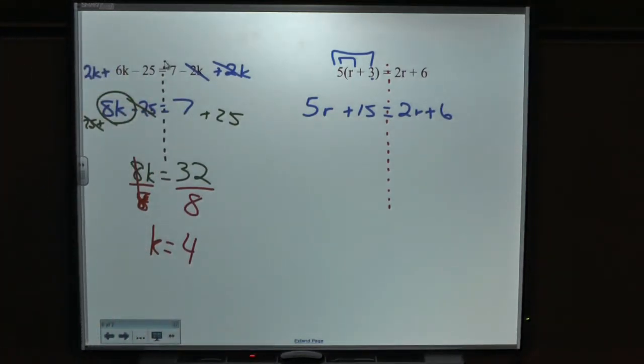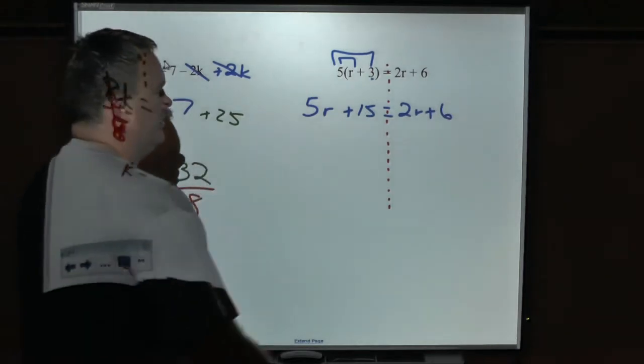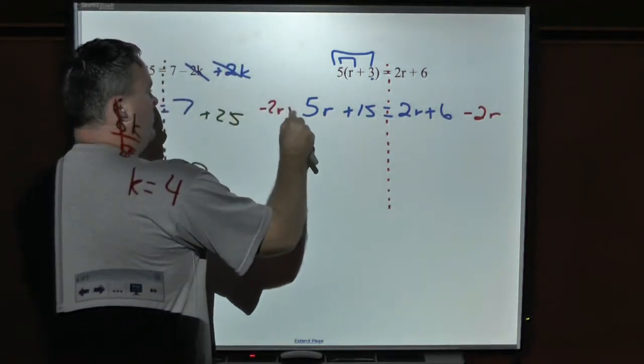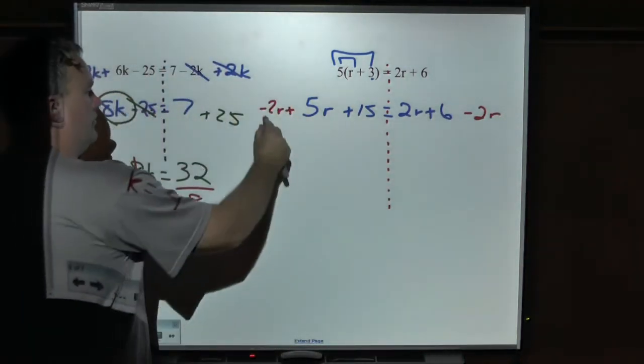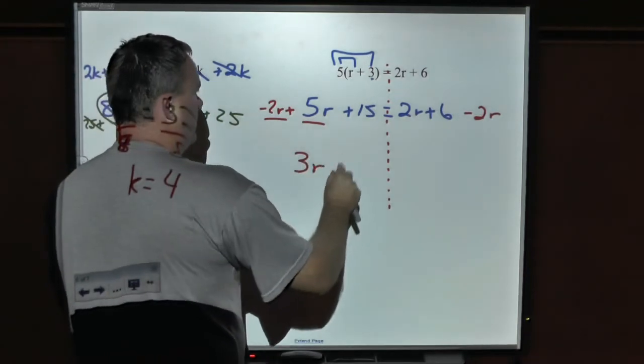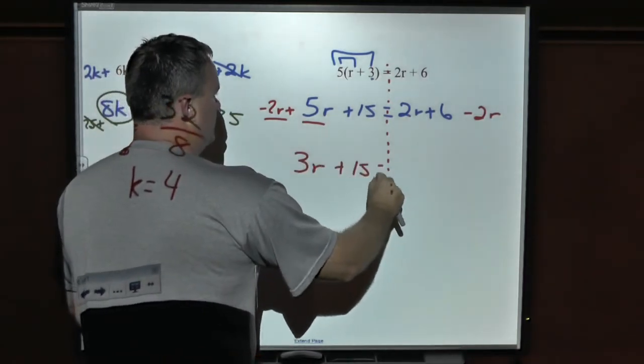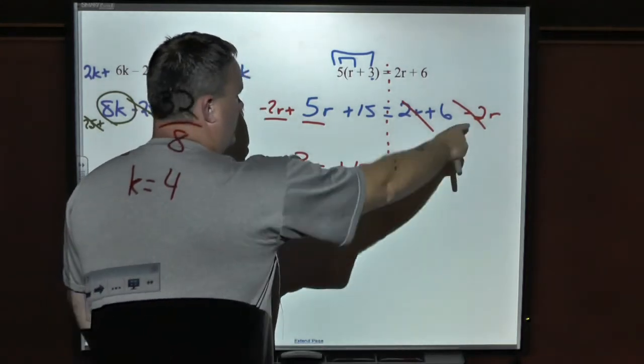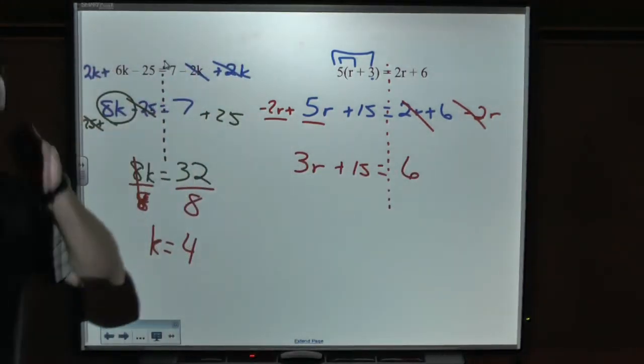So now again, you have variables on both sides. You need to pick a side to move your variables to. I would pick the left side. So I take this 2r and add the opposite. So I'm going to add negative 2r to both sides. Negative 2r and 5r is 3r. Plus 15 is equal to 2r minus 2r is 0, so all you have left is just a 6.